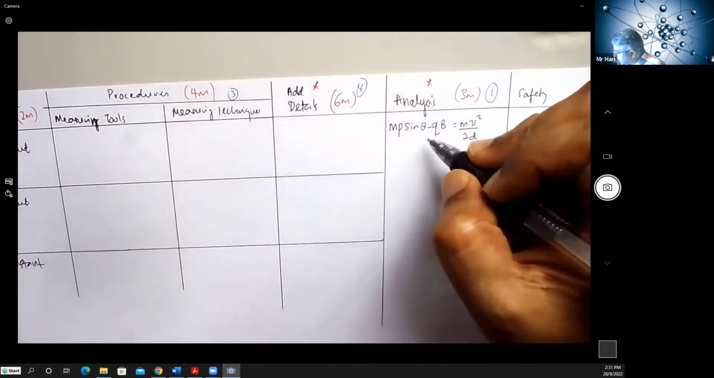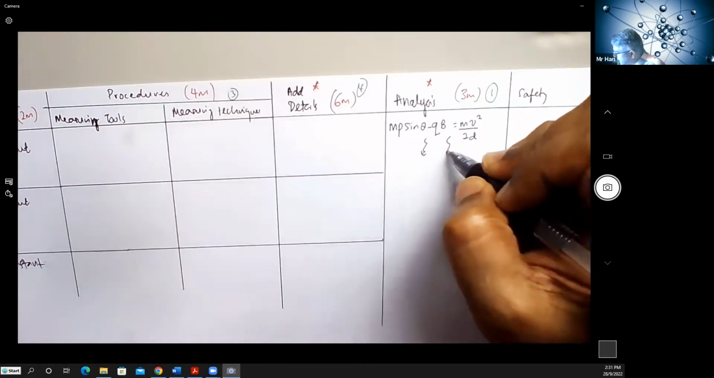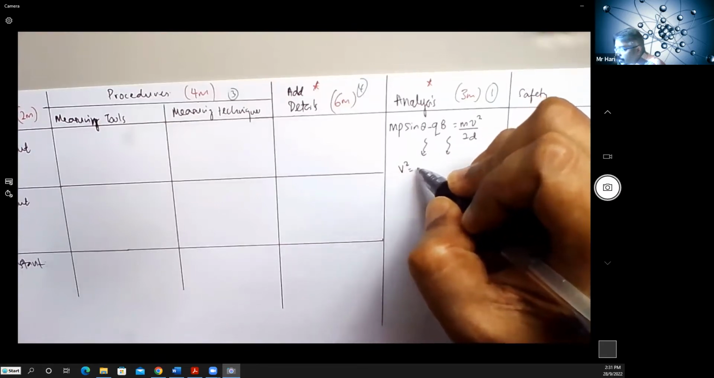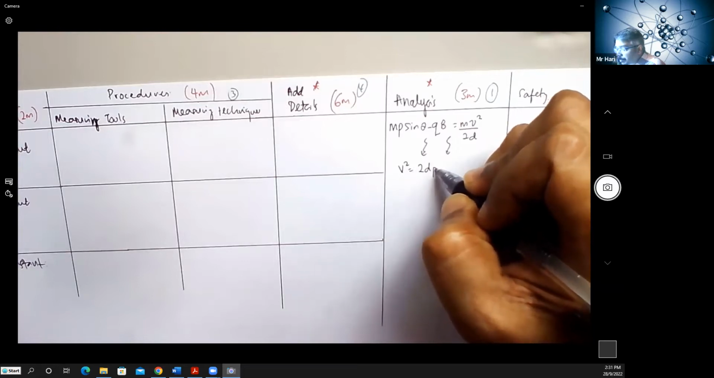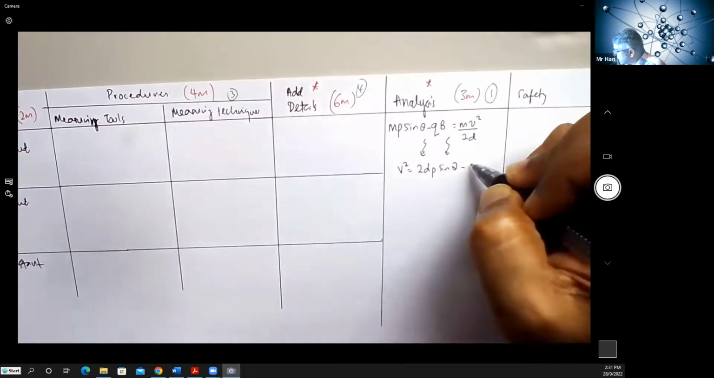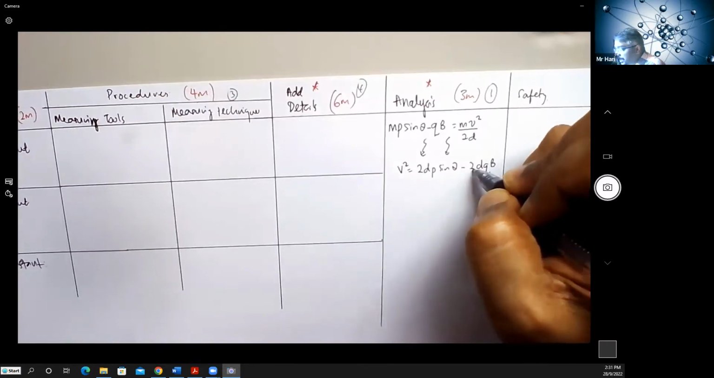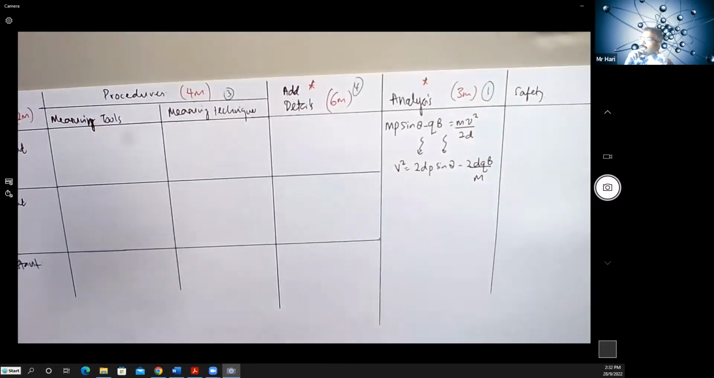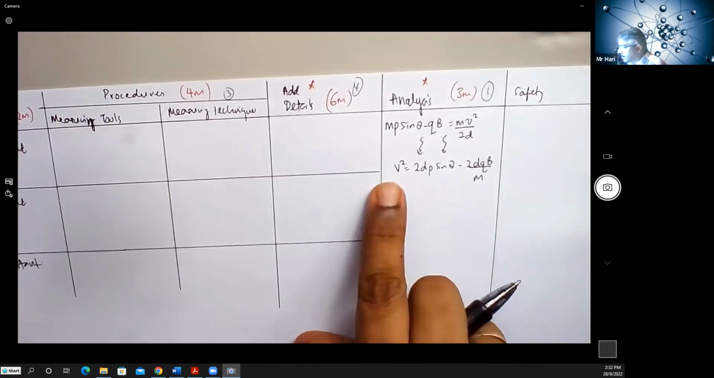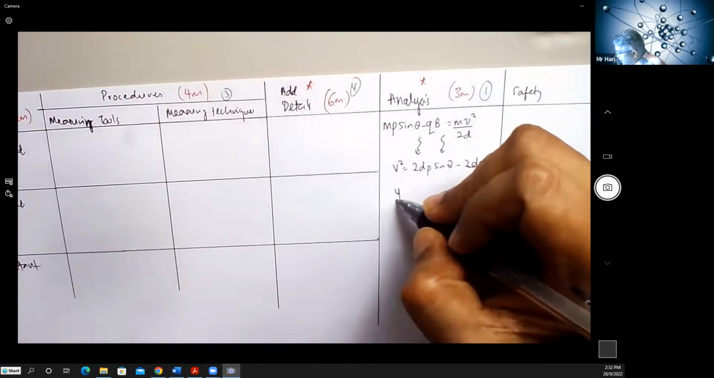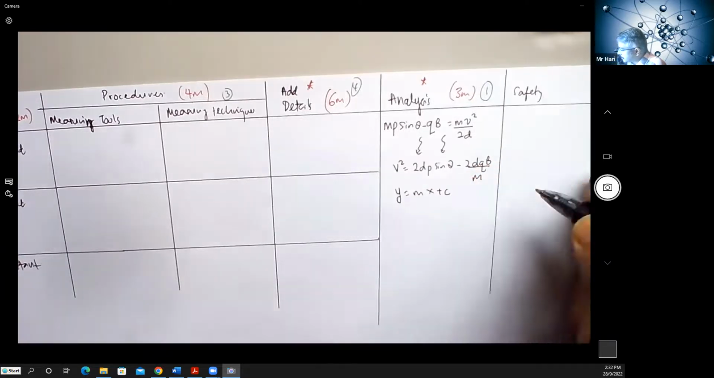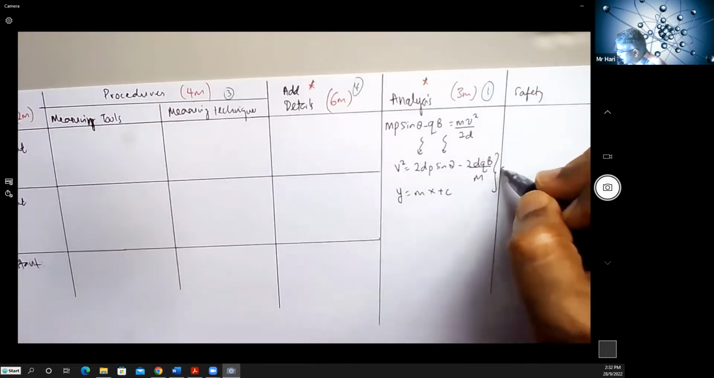When you rearrange the equation, you will get V squared equals 2dp sine theta minus 2dqb over m. This is what you get. Please check, correct or not? So I'm putting the V squared on the left-hand side of the equation to compare with y equals mx plus c. These two equations are compared.